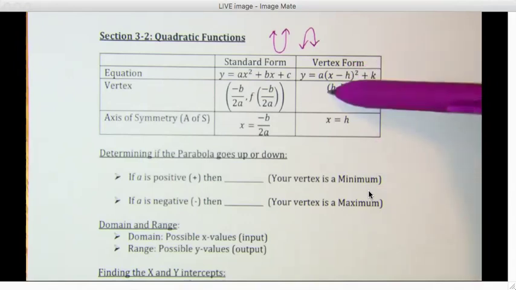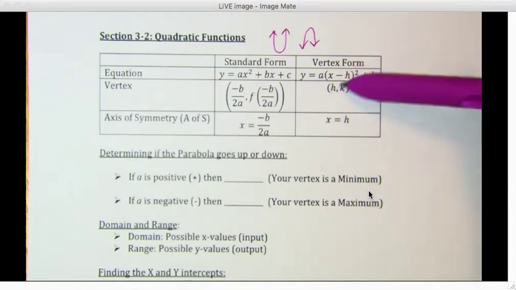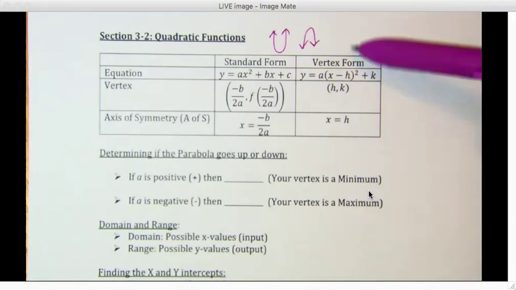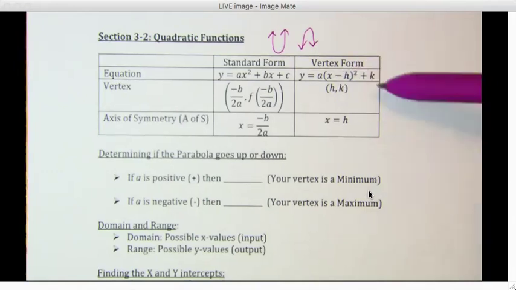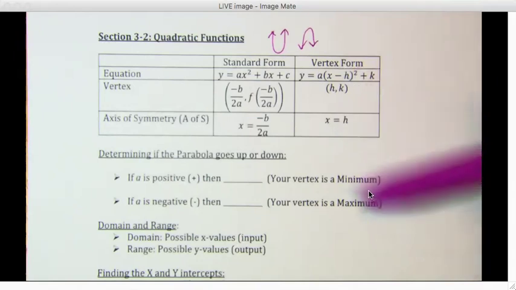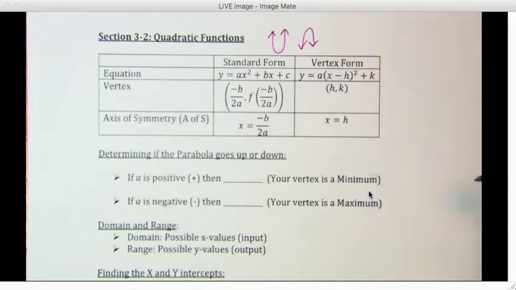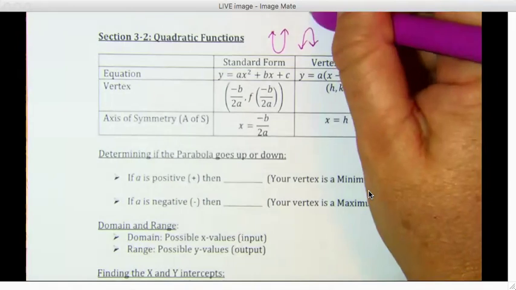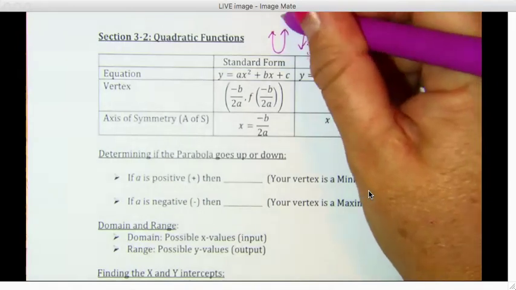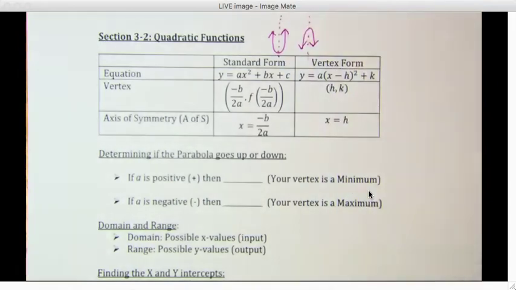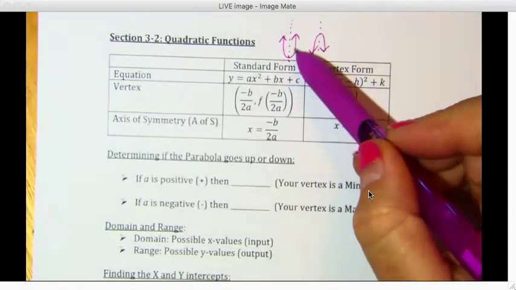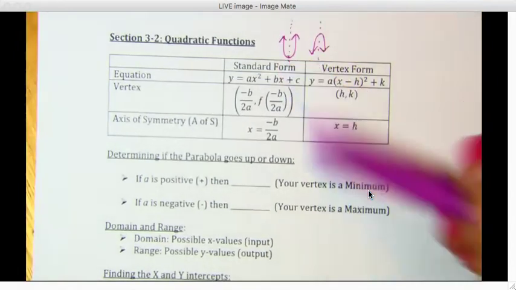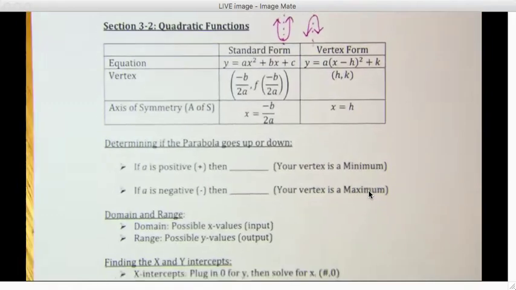The sign for the h will switch. If it said plus 5, it would actually be negative 5. So the sign on your h will always switch. The sign on your k will be the same. And then x equals h is the equation for the axis of symmetry. The axis of symmetry is just the line down your graph that this is symmetric across. So these are symmetric across the line of symmetry.